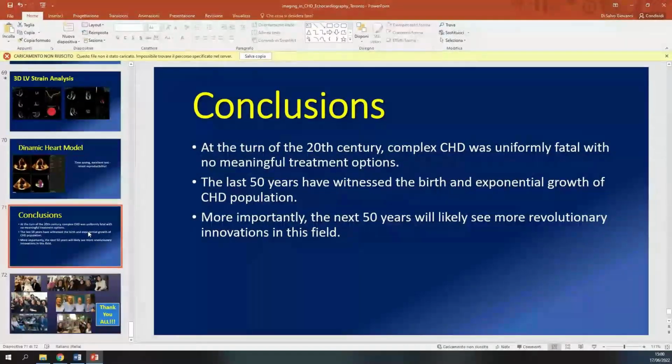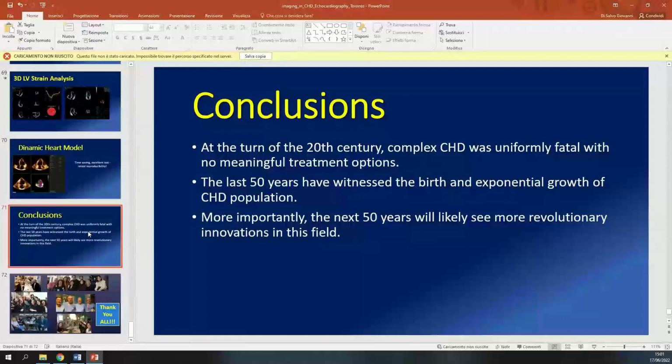Probably echocardiography will be the technique that will benefit the most from artificial intelligence, because with this approach we may significantly improve reproducibility, and this is a key factor. Yes. That's just another question regarding speckle tracking and strain.